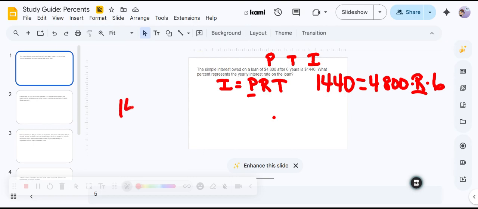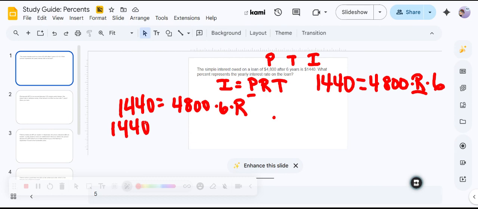I'm going to start over here to give myself room. Keep interest, and I'm going to put the principal and the time together so I can start combining my like terms. So now I can combine like terms. I can do 4,800 times 6, and that gets me 28,800 times R, and this is just a one-step equation.